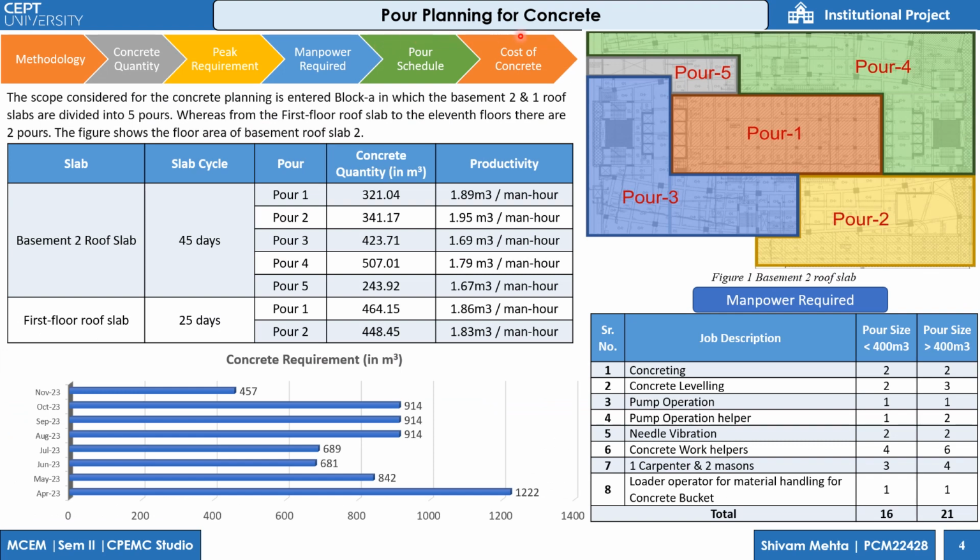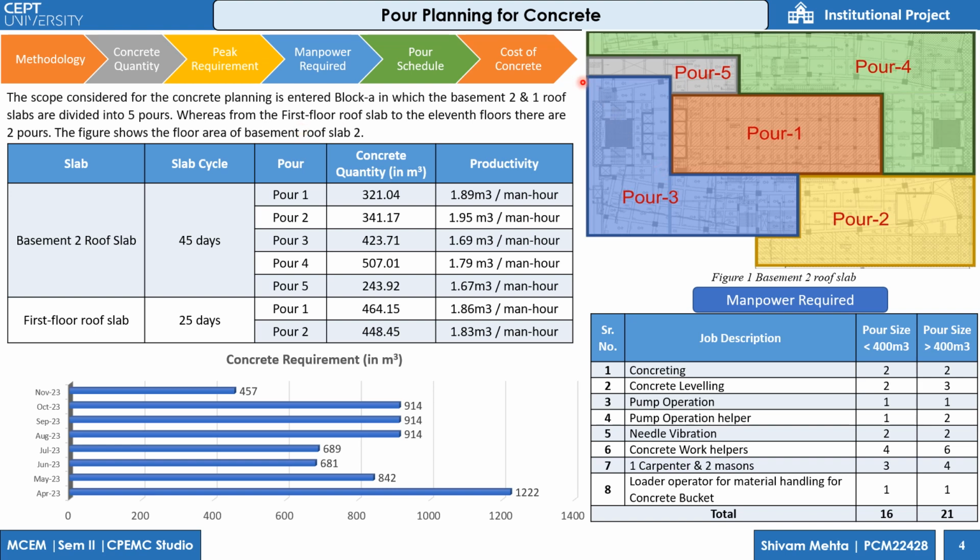Now we'll see planning for concrete. The methodology followed is concrete quantity, peak requirement of concrete, manpower requirement, pour schedule, and cost of concrete. The scope considered for the concrete planning is the entire block A. In block A, the basement 2 and basement 1 roof slabs are divided into 5 pours, whereas from the first floor roof slab to the 11th floor is divided into 2 pours.